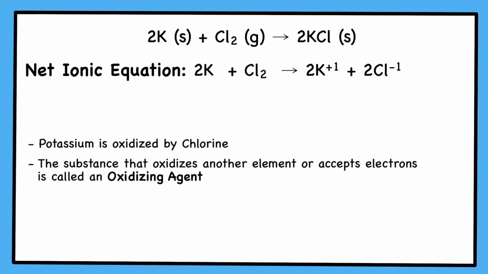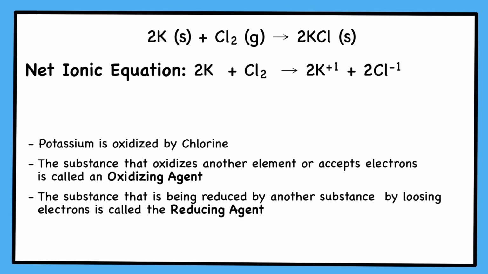Let's say that one more time. The substance that oxidizes another substance by accepting its electrons is called the oxidizing agent. This term describes the substance that is being reduced. The substance that reduces another substance by losing electrons is called the reducing agent. A reducing agent supplies electrons to a substance being reduced, or gaining electrons. The reducing agent is oxidized because it loses electrons.